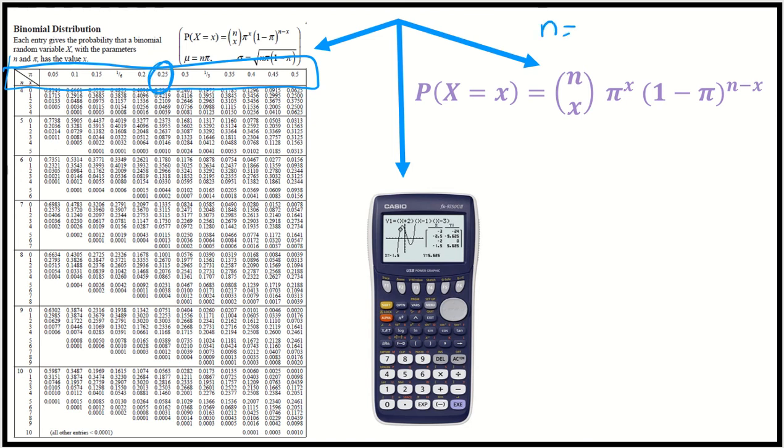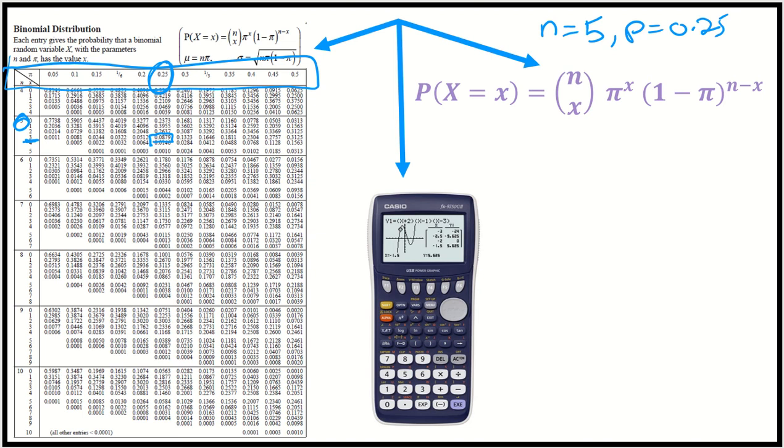And I'll just write this up here to remind us. N is 5 and probability of success is 0.25. So there's our value of 0.25 on the table. Now I'm going to come down the side here, and there's my N value of 5. And my X value, I'm trying to find the probability that X is equal to 3. So I'm going to go along and find where these all meet, and that gives me a value there of 0.0879. So that would be how big the probability of getting exactly 3 is, about 8%.